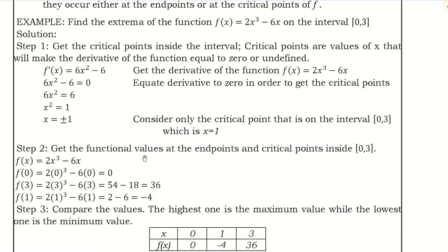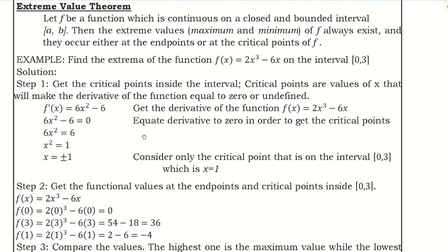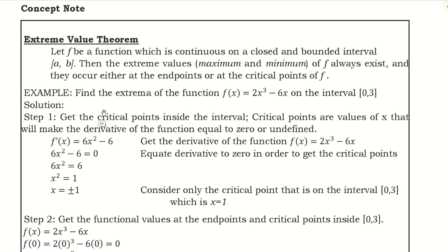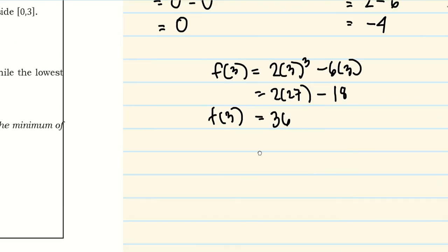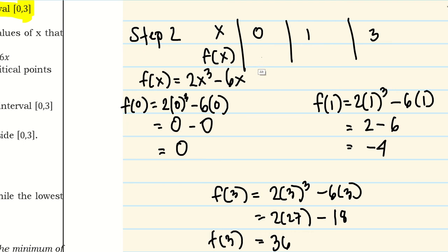As you can see, always read the instruction. Here we have, find the extrema of the function on the interval 0 to 3. As we all know, the extrema, or the extreme values, are the maximum and minimum. And here we have the intervals. So this is 0, -4, and 36.